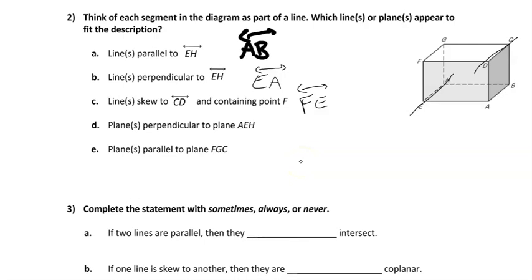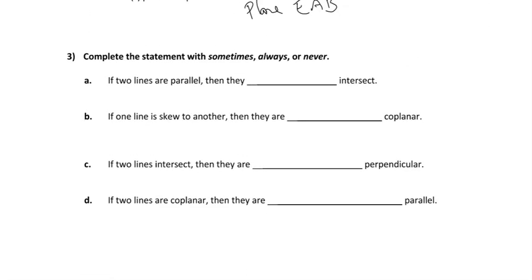Planes perpendicular to AEH. AEH, that's the bottom. What is something that is perpendicular? Let's only do one of them. How about AED, the front? Plane AED. And then parallel to FGC. FGC looks like it is the top. What is parallel to the top? The bottom. Plane EAB. Hopefully that's making sense. Let's wrap it up. Okay, last one.